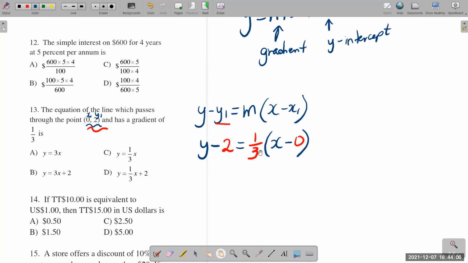So let's go. We need to multiply out the brackets. So we're going to end up with y minus 2. And when we multiply a third by x, we're going to get a third x minus a third times 0. And anything times 0 is what?